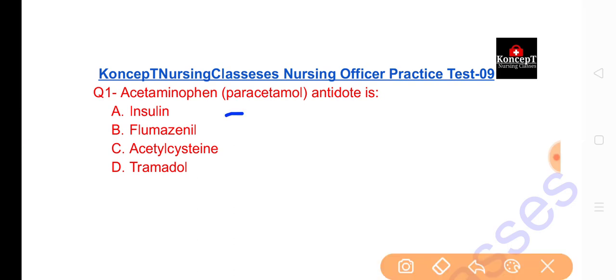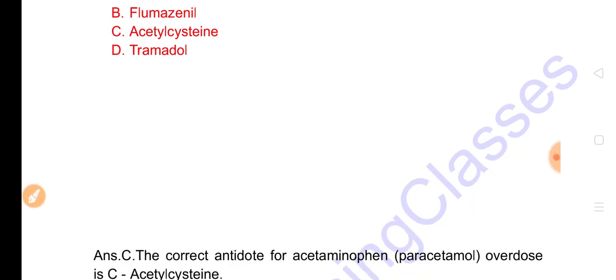Question 1. Acetaminophen, paracetamol antidote is: insulin, flumazenil, acetylcysteine, tramadol. Let us see the correct answer of this question. The correct answer is option C. Acetylcysteine is the antidote of acetaminophen.